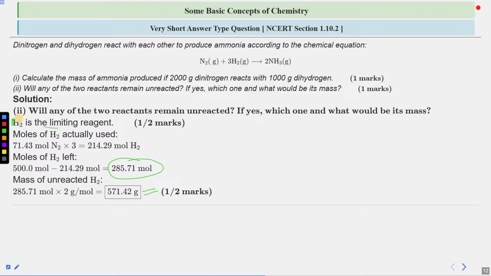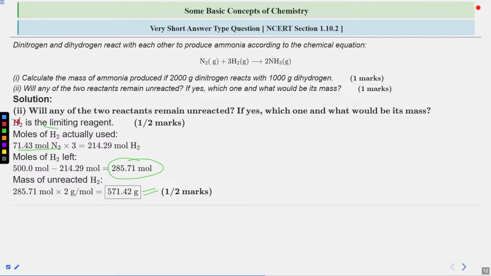Anyone has any issue in this question? The second part may be somewhat difficult for you. It has somewhat of a complication. I have just calculated the required number of hydrogen for the given nitrogen and subtracted it from the amount of hydrogen that we have. Again, I am repeating it.